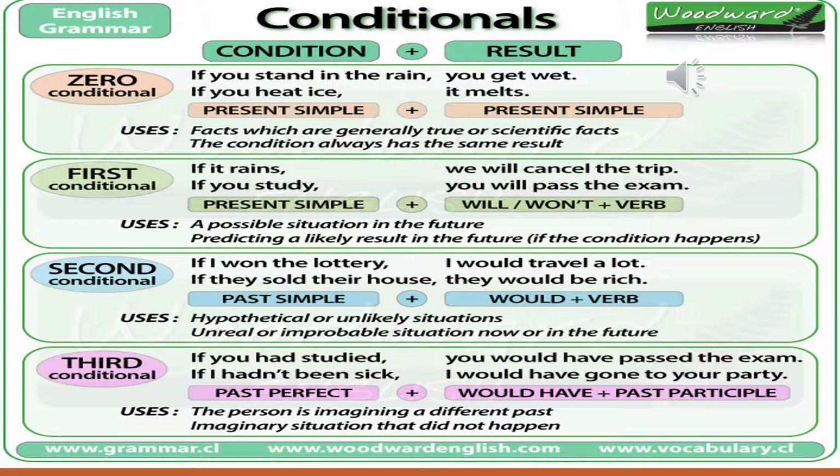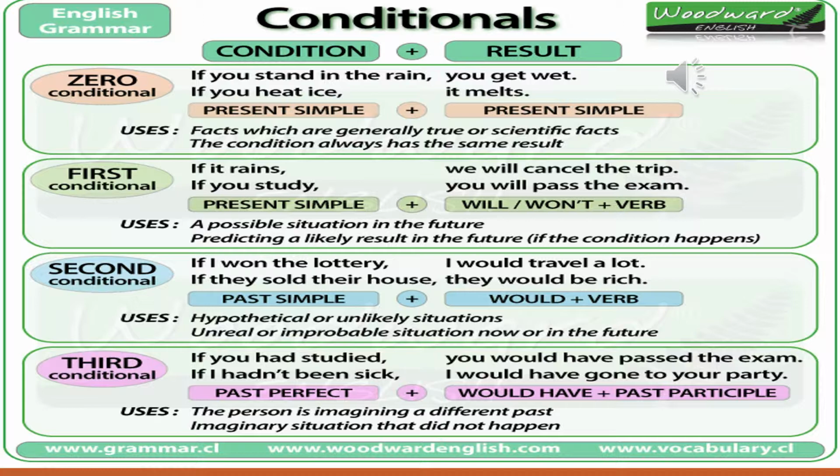In the second conditional, if I won the lottery, I will travel a lot. If they sold their house, they will be rich. This structure is based on past simple plus would plus verb. The uses are hypothetical or unlikely situations, unreal or improbable situations now or in the future.